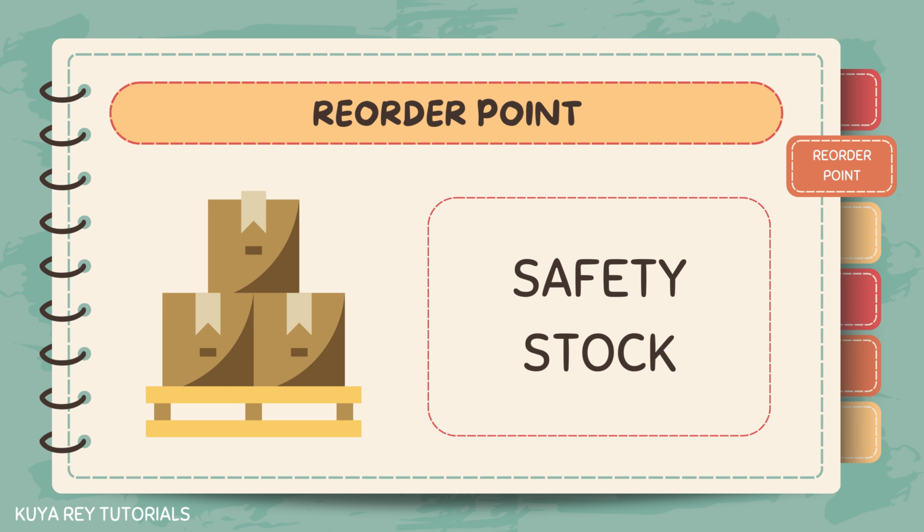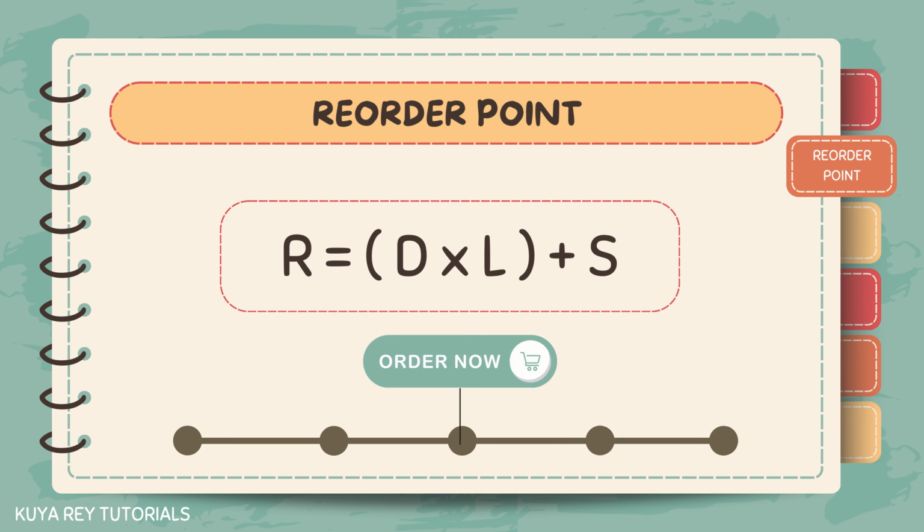run out of materials. To get the reorder point, R, we need to multiply the daily usage, D, to the lead time, L. Then add the safety stock, S. Let's try this formula in this example.